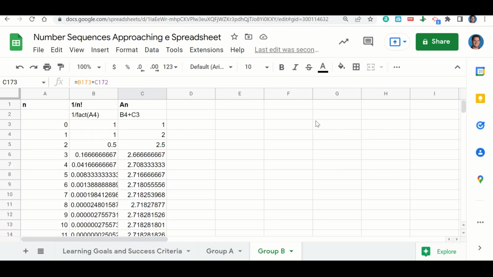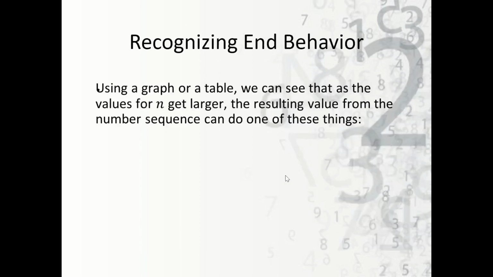So you'll use this table to fill in your Desmos activity. Now, how do we recognize n behavior? Using a graph or a table, we can see that as the values for n get larger, the resulting value from the number sequence can do one of these things. Basically, as we continue these sequences, one of three things is going to happen.